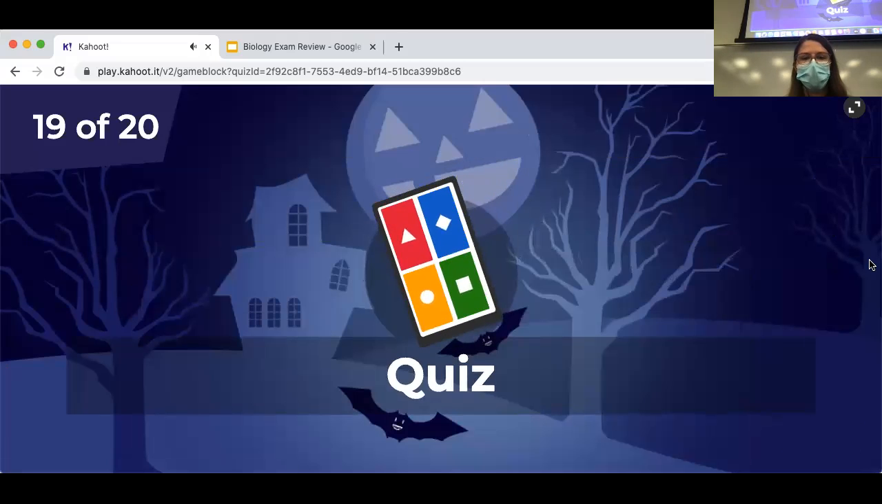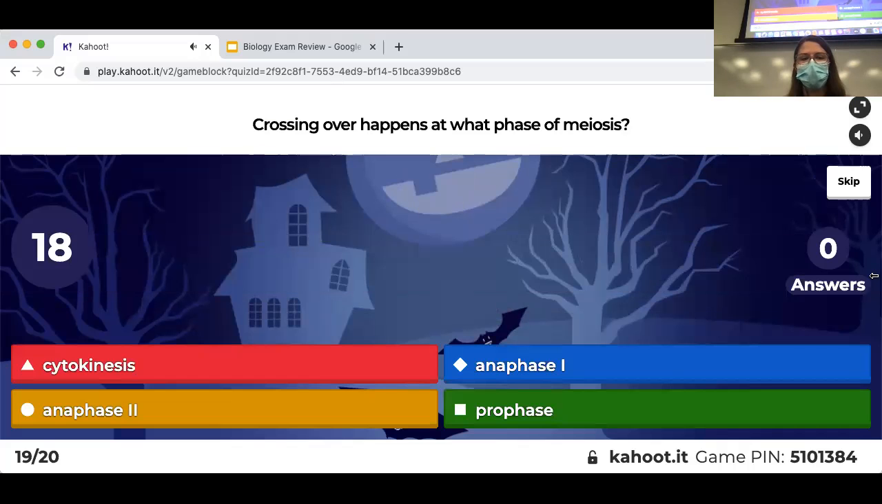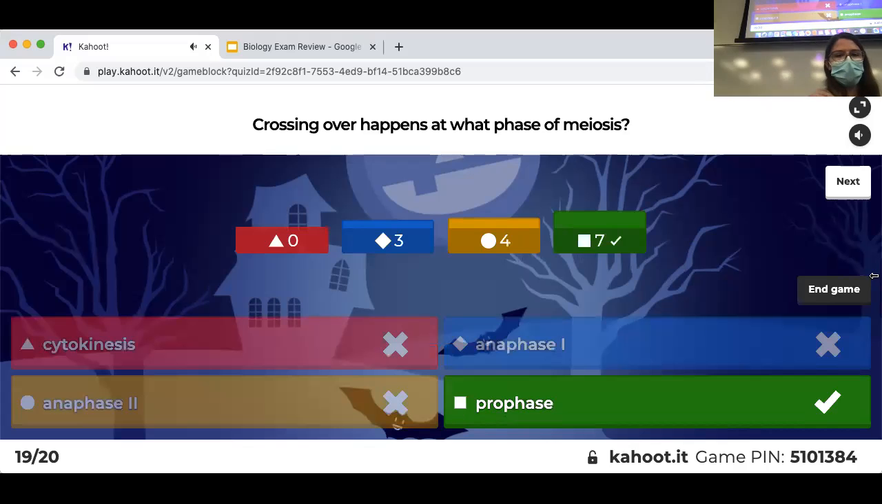Nice. Getting to the end here. Crossing over happens at what phase of meiosis? Prophase. So can somebody tell me what crossing over is?